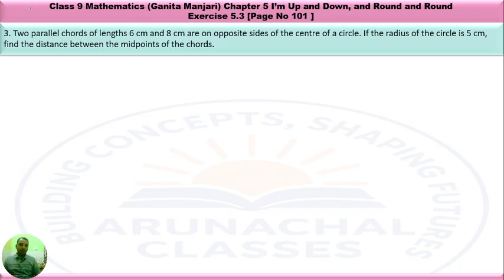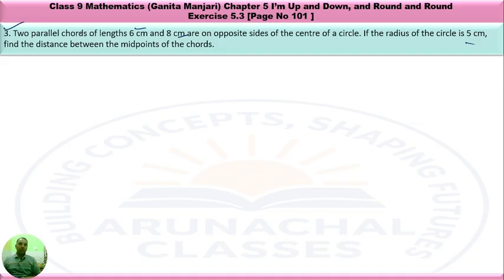So the question is, two parallel chords of length 6 centimeter and 8 centimeter on opposite sides of the center of a circle. If the radius of the circle is 5 centimeter, find the distance between the midpoints of the chords. So let us draw the figure first, then we will see what is given and what is to be proved.